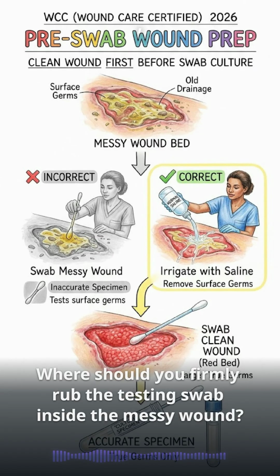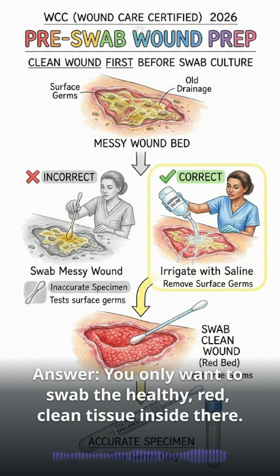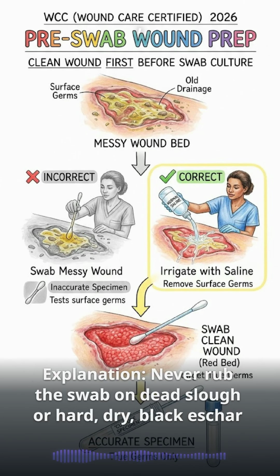31. Where should you firmly rub the testing swab inside the messy wound? You only want to swab the healthy, red, clean tissue inside there. Never rub the swab on dead slough or hard, dry, black eschar tissue.